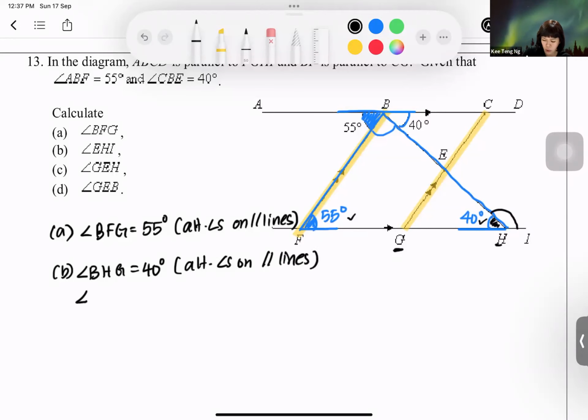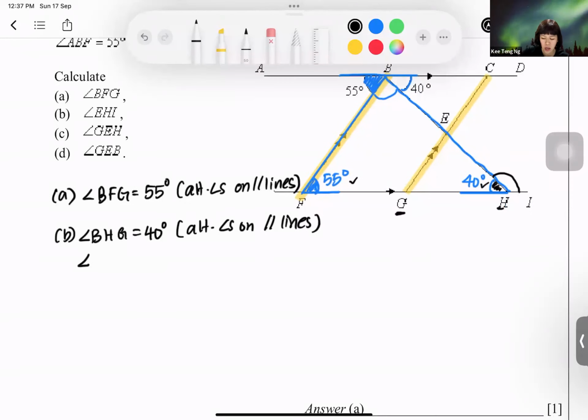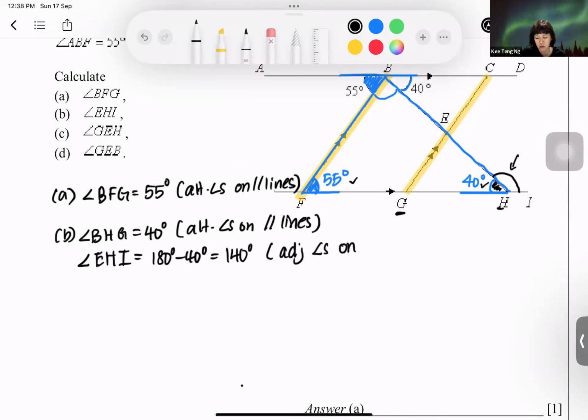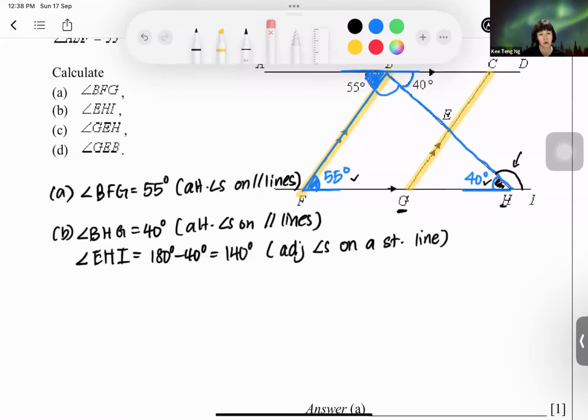Now if I want to find angle EHI, how much is this angle? Well, they lie on the same straight line, right? So it's 180 minus 40 degrees, which gives me 140 degrees. The reason is because they are adjacent angles on a straight line. Please do remember to explain it correctly and write down the reasoning.